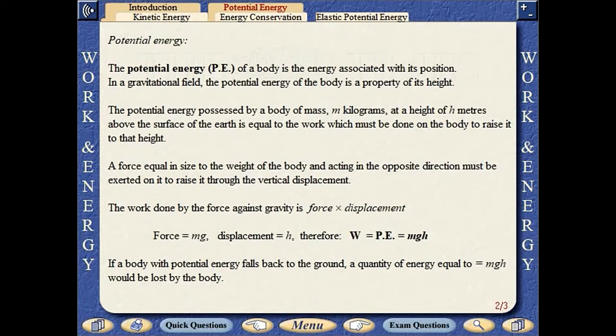The potential energy of a body is the energy associated with the position of the body. In a gravitational field, the potential energy of the body is a property of its height. The potential energy possessed by a body of mass m kilograms at a height of h meters above the surface of the Earth is equal to the work which must be done on the body to raise it to that height. A force equal in size to the weight of the body and acting in the opposite direction must be exerted on it to raise it through the vertical displacement. The work done by the force against gravity is the force multiplied by the displacement. If a body with potential energy falls back to the ground, a quantity of energy equal to mgh would be lost by the body.